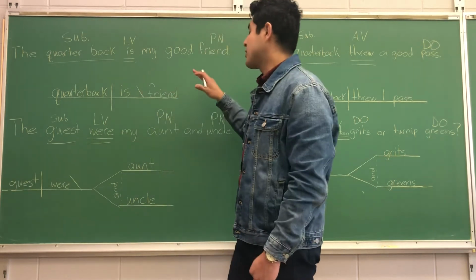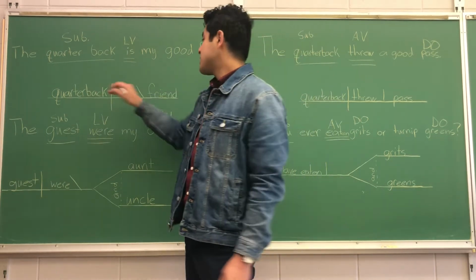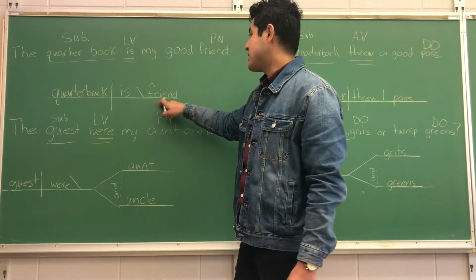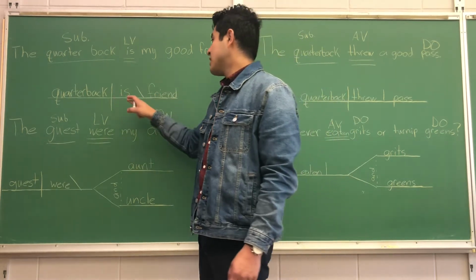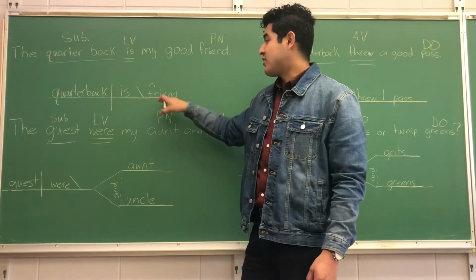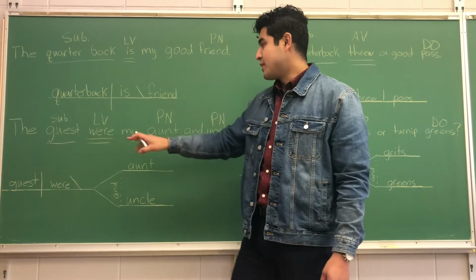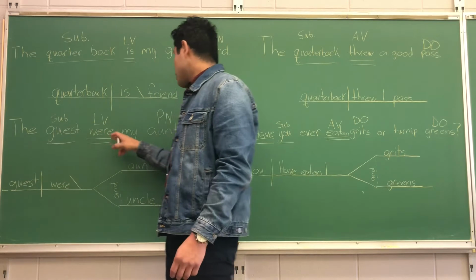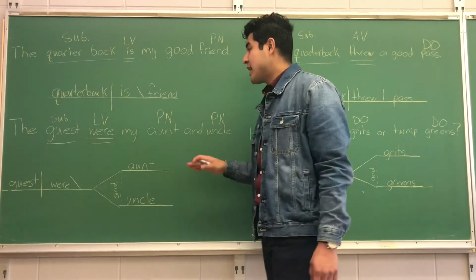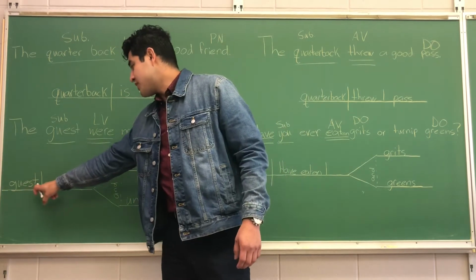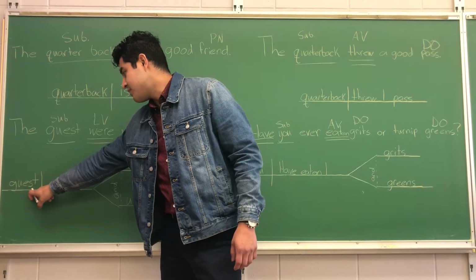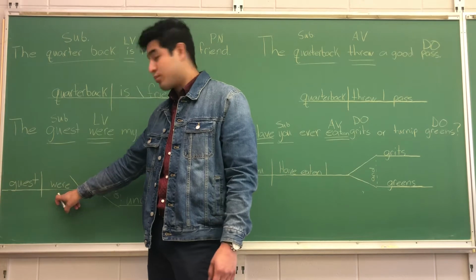So let's focus here with our predicate nominative. We've got our subject, our linking verb, and our predicate nominative. Obviously, we've got our line slanted back towards the subject. All right, this tells me that this is a predicate nominative. Now, a little bit different here. We have the guests were my aunt and uncle. Here we have a compound predicate nominative. But our subject and verb are virtually going to be the same. So, subject guest, linking verb were.